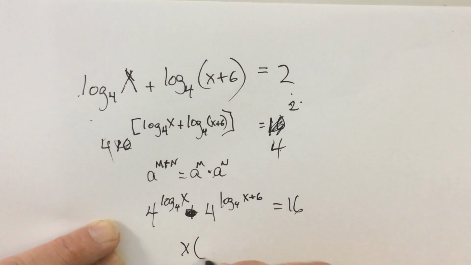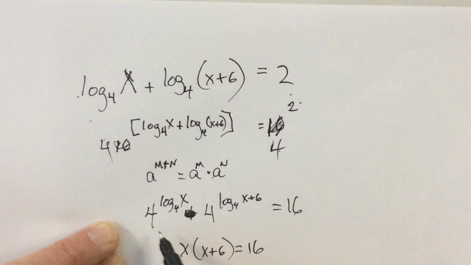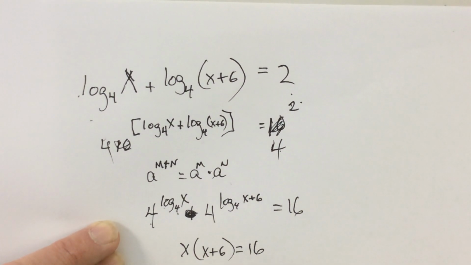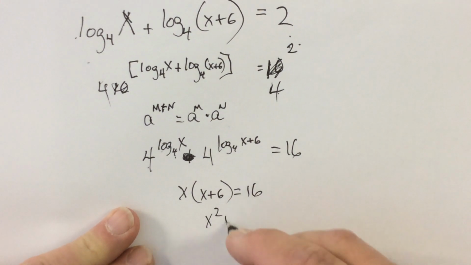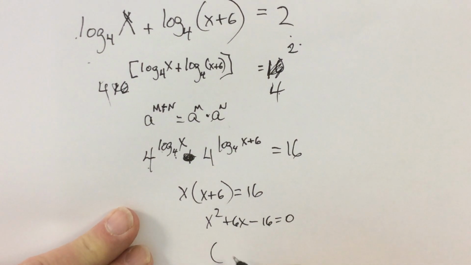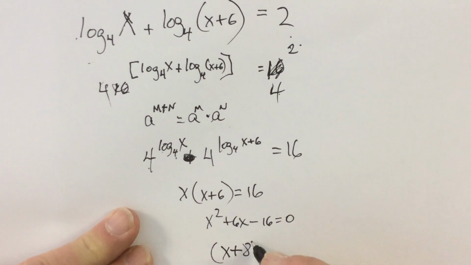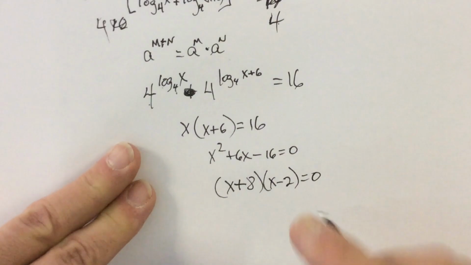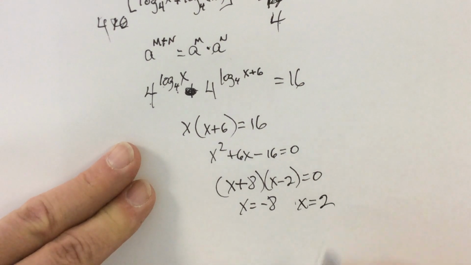I now know that x times x plus 6 equals 16, because 4 to the log 4 cancels, like that. This is what that means. So x squared plus 6x minus 16 equals 0. That means x plus 8 times x minus 2 equals 0, and that means x is equal to negative 8, and x is equal to 2.